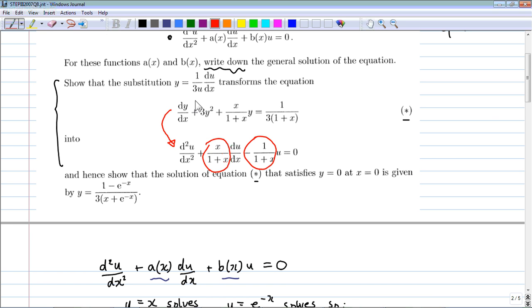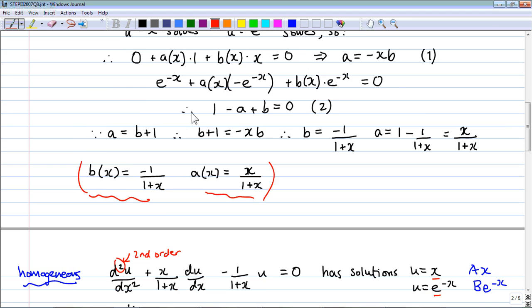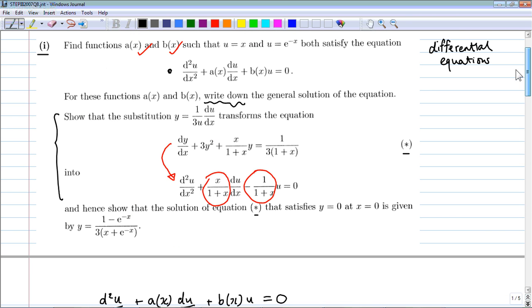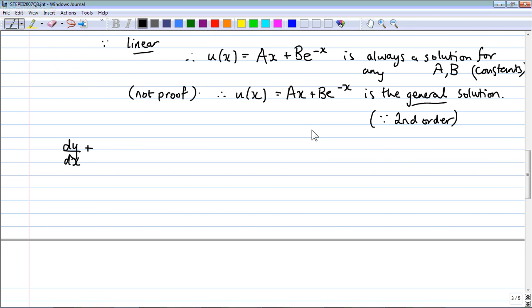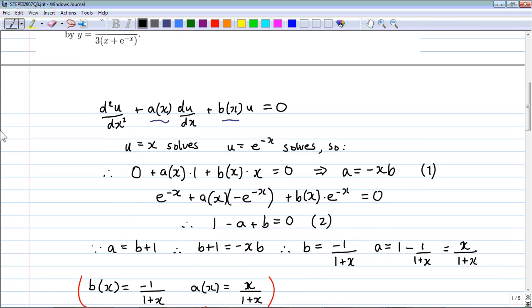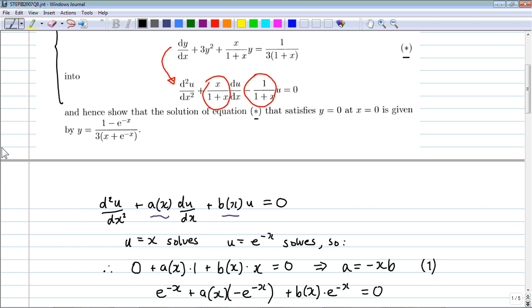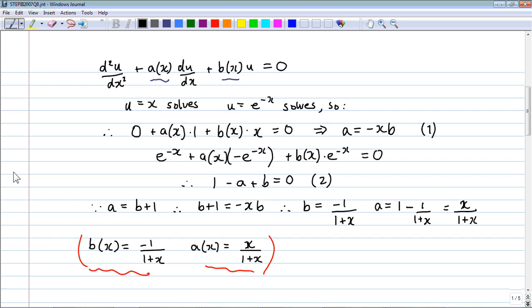Right, let's perform the substitution. First let's write the equation dy by dx. So we're given the following equation, dy by dx plus 3y squared plus x over 1 plus xy, and all of that is equal to 1 over 3 times 1 plus x.